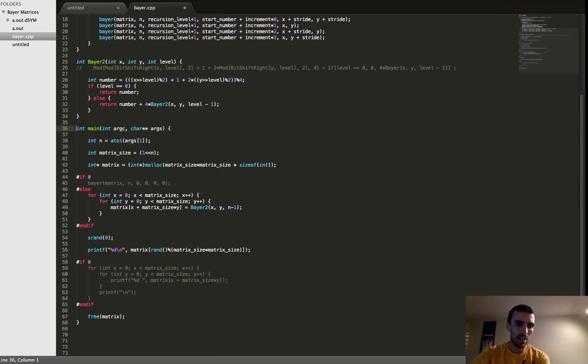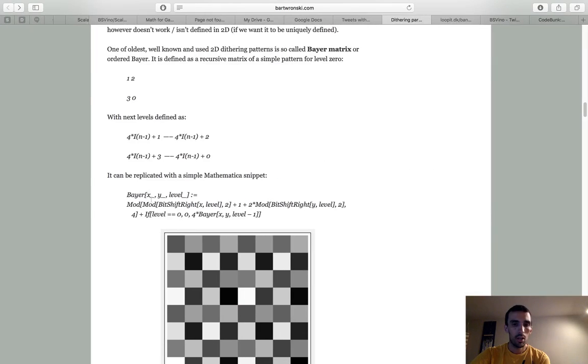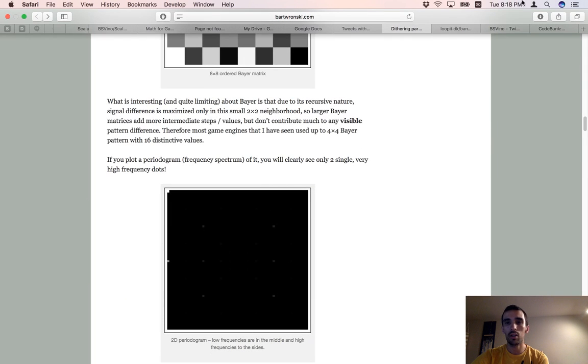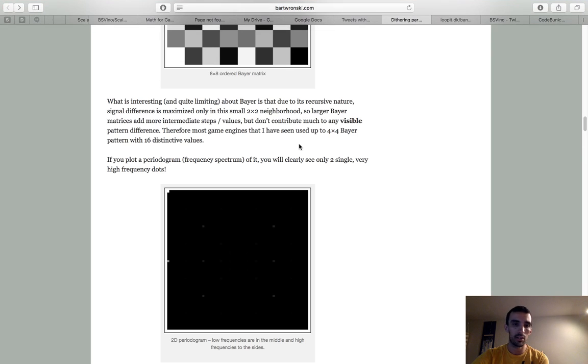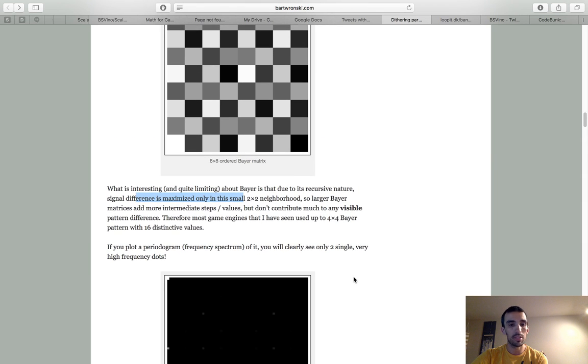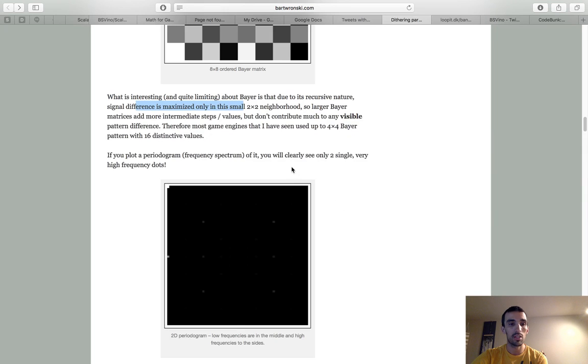In fact, let's go back to that page now that we've written a bunch of algorithms. Let's actually see them in use now. I was hoping to get around to compilers, but we're not going to get around to compilers tonight. We'll have to save compilers for next week. What's interesting and quite limiting about Bayer is that due to recursive nature, signal difference is maximized only in this small 2x2 neighborhood. So larger Bayer matrices add more intermediate steps and values, but don't contribute much to any visible pattern difference. That is interesting. Therefore, most game engines I've seen have used up to 4x4 Bayer pattern with 16 distinctive values.